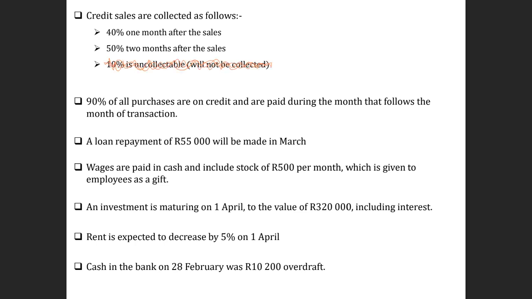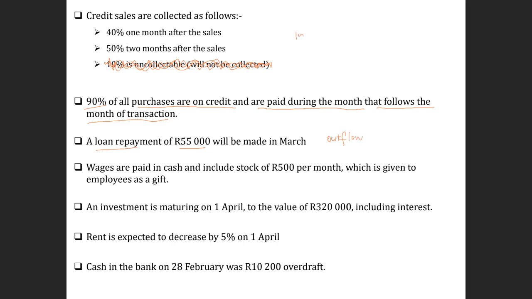Then they say to you 90% of all of your purchases are on credit and are paid during the month that follows the month of the transaction. So the whole entire 90% is paid for 1 month after the transaction. Then a loan repayment of 55,000 Rand will be made in March. So this is going to be part of our outflows. It is a loan repayment. This is funds that need to be paid.